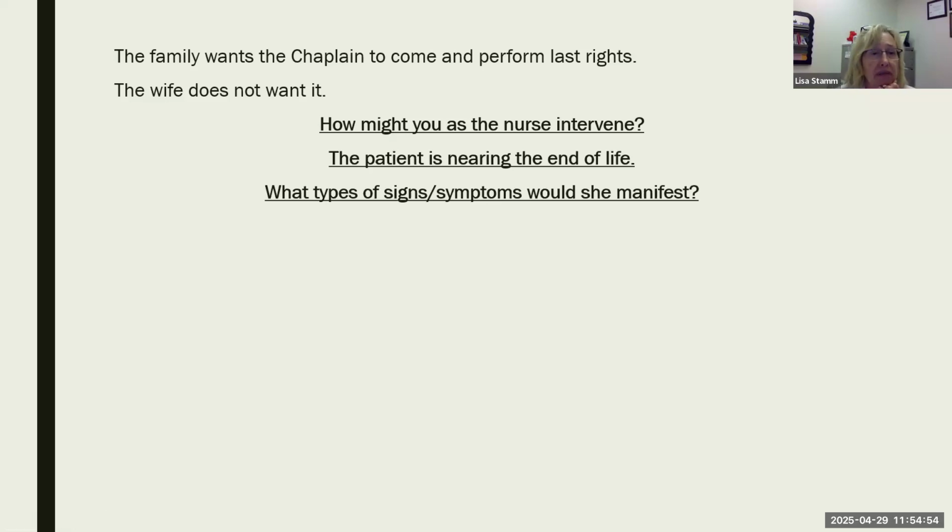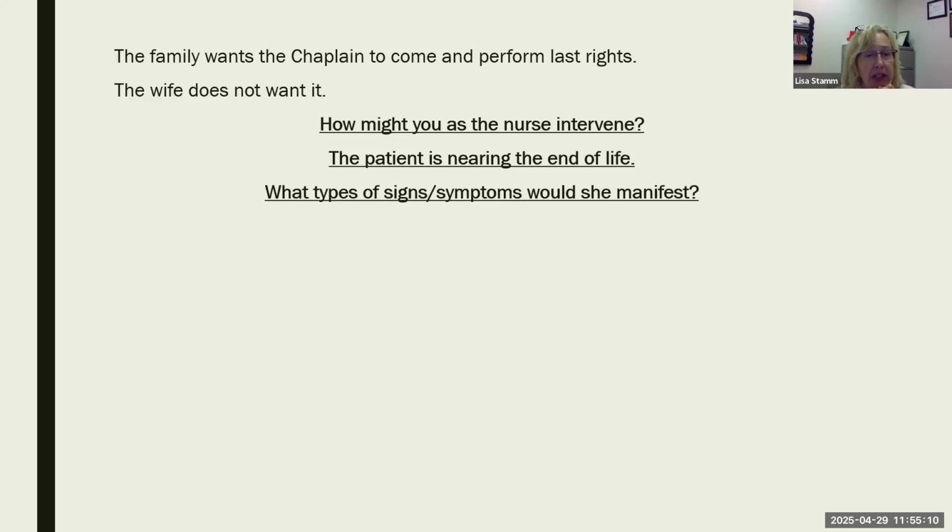A burst of energy can be very common. A death rattle, yes. Decreased respirations, low blood pressure, mottling, their color may change.